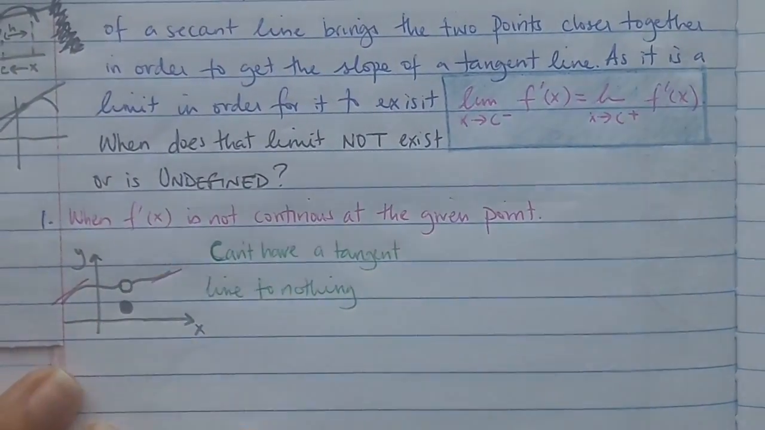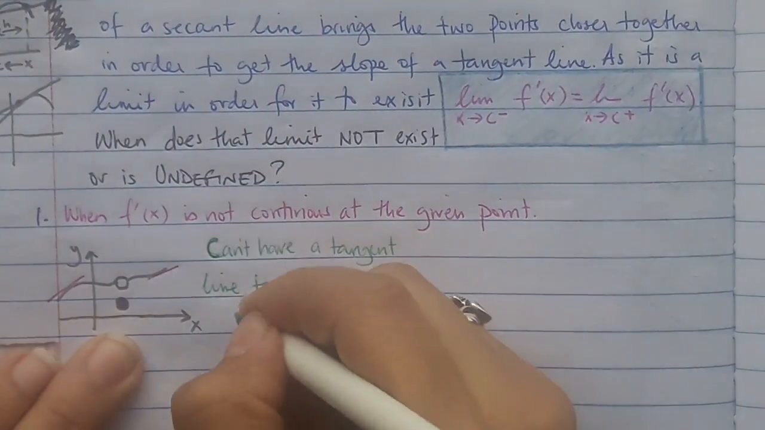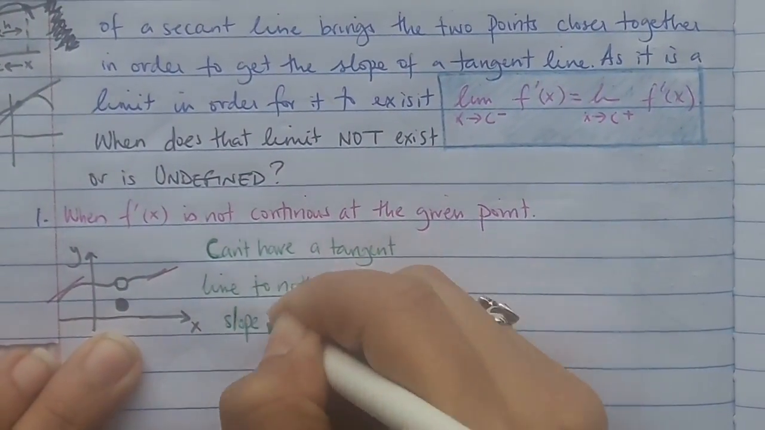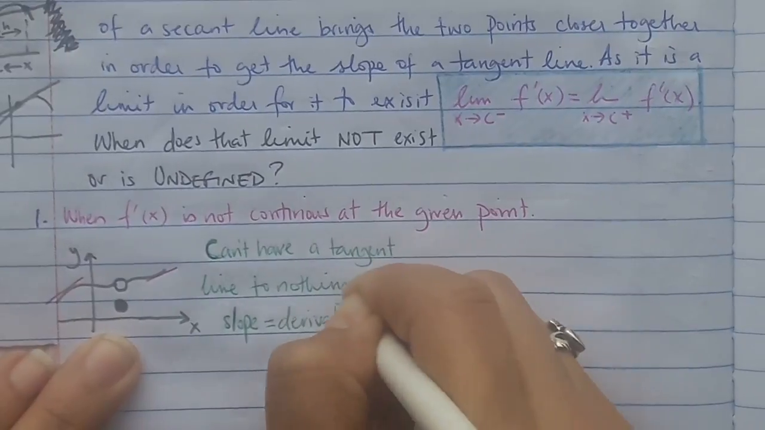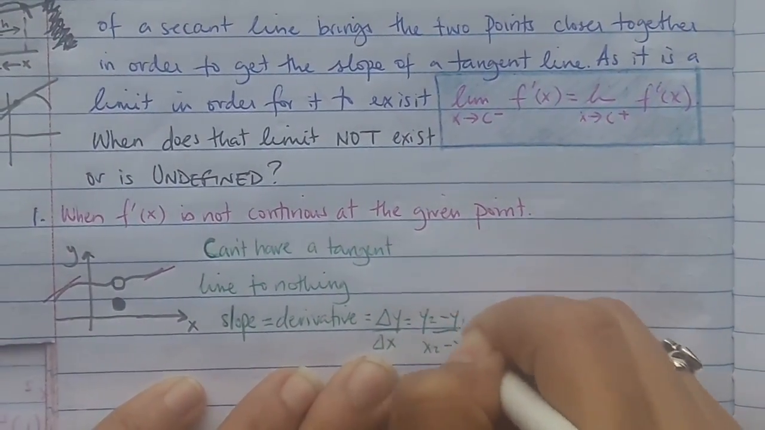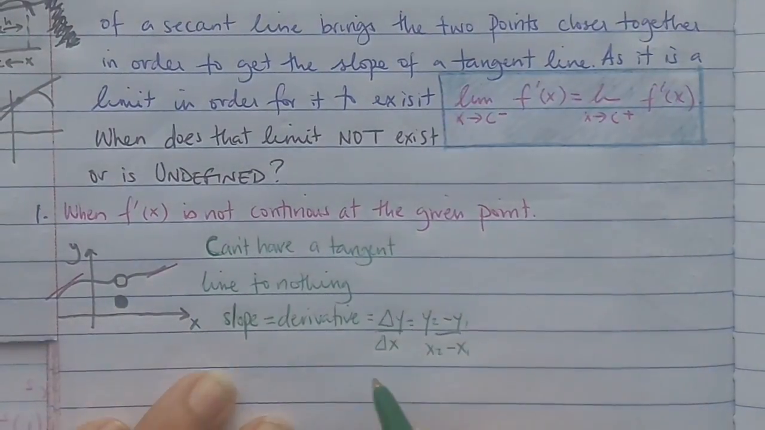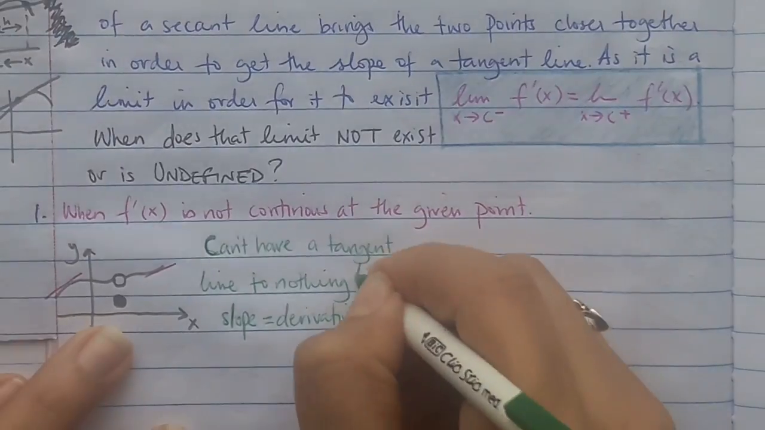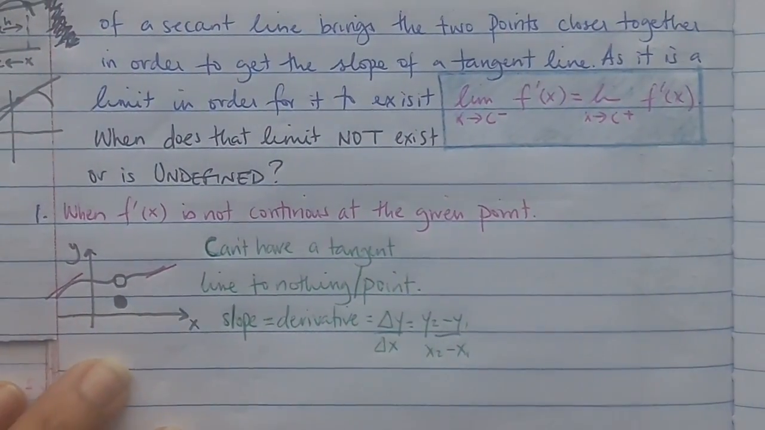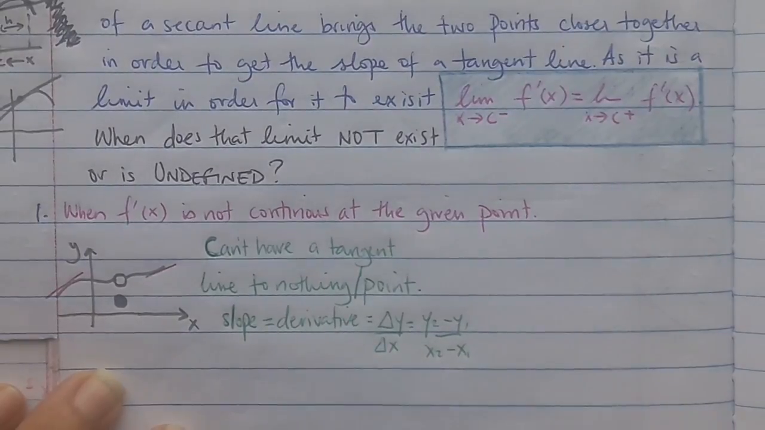Well, what if I went ahead and filled in a hole somewhere else? In that case, remember what slope is, or what derivative is. Derivative is slope, which is equal to the change in y over the change in x, which is equal to y2 minus y1 over x2 minus x1. Well, I need 2 points in order to get the slope, or to get the derivative, or to get the tangent line. But if it's just 1 point, I don't have 2 points. So I can't have a tangent line to nothing or a point for those reasons.